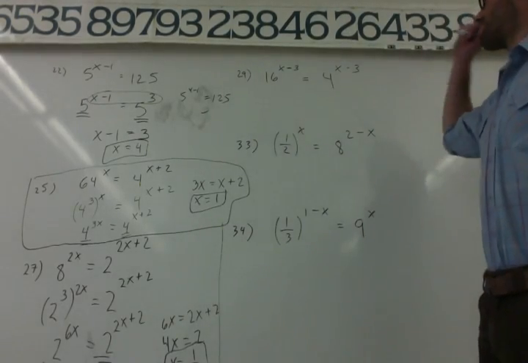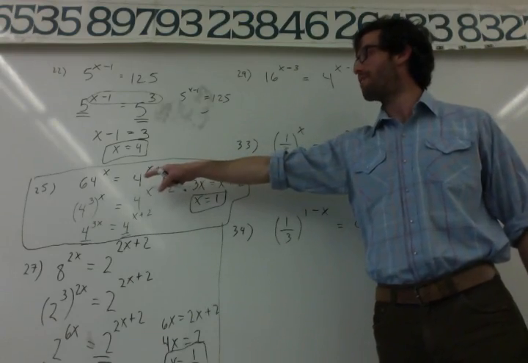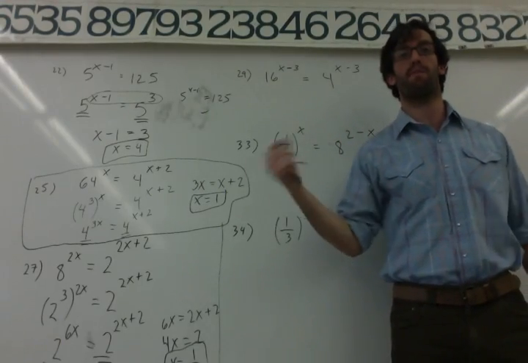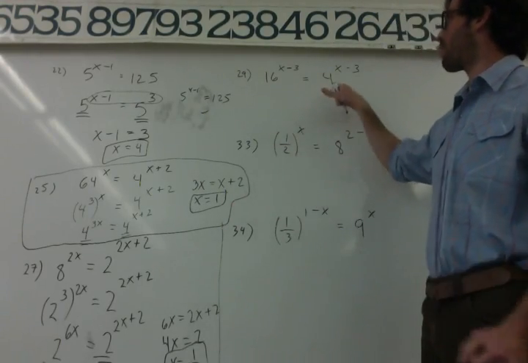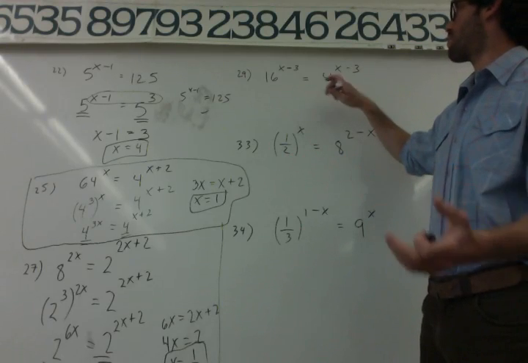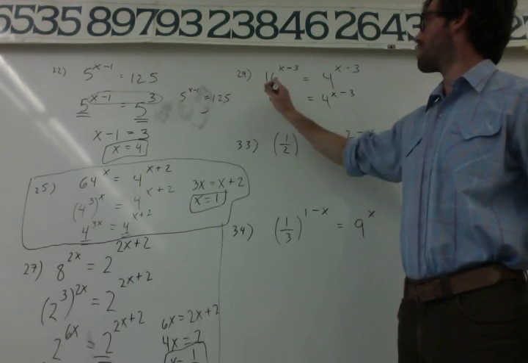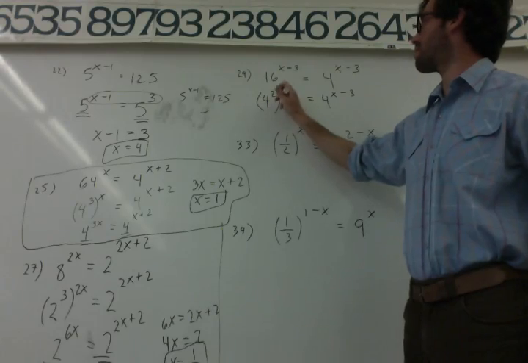Up here, again, just like with problem 25, we have a similar situation. We can write both sides with a base of 2 or with a base of 4. It's easier to use the 4. Why change this number if we don't have to? So let's leave this as 4 to the x minus 3 power equals, this becomes 4 squared, right? 16 is 4 squared.